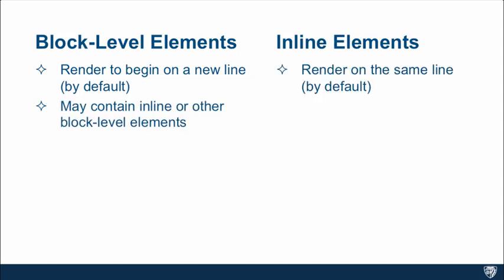This is in contrast to inline elements, which render on the same line by default. Again, you could change that, but by default, it renders on the same line, which means if you put a whole bunch of inline elements next to each other, they will all be going on the same line as if there's no new line character present. Inline elements also have a restriction that they can only contain other inline elements. In other words, an inline element cannot have as part of its content a block level element.